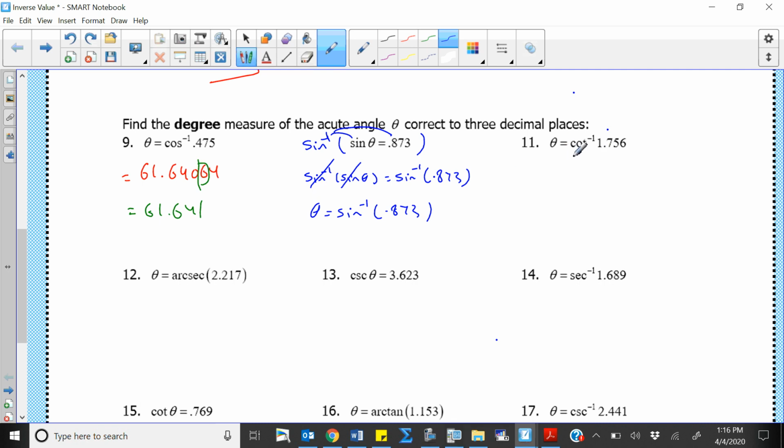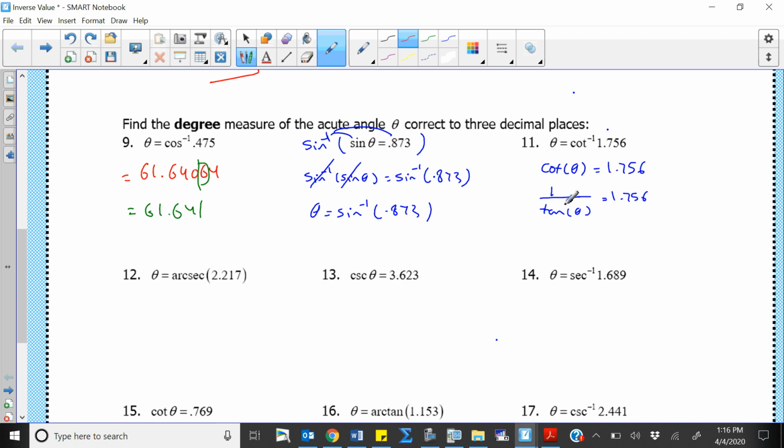okay, I'm going to write this in another form. If theta equal to cotangent -1 of this number, that means cotangent of theta was equal to 1.756. Okay. And also I know that cotangent is reciprocal of tangent, so I'm going to write it as 1 over tangent of theta equal to 1.756.